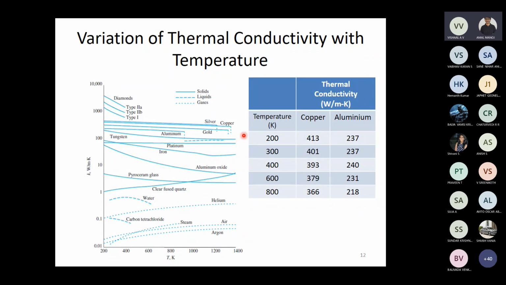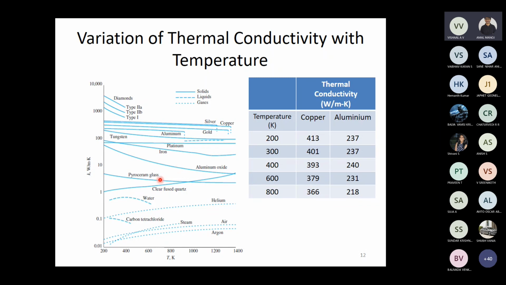Now, comparing the behavior with respect to temperature, you can see that for solids, the conductivity decreases as the temperature increases. You can see here for silver and copper, there is a slight gradual decrease in the thermal conductivity. Whereas for iron and aluminum oxide, there is a drastic drop in the thermal conductivity as the temperature increases.